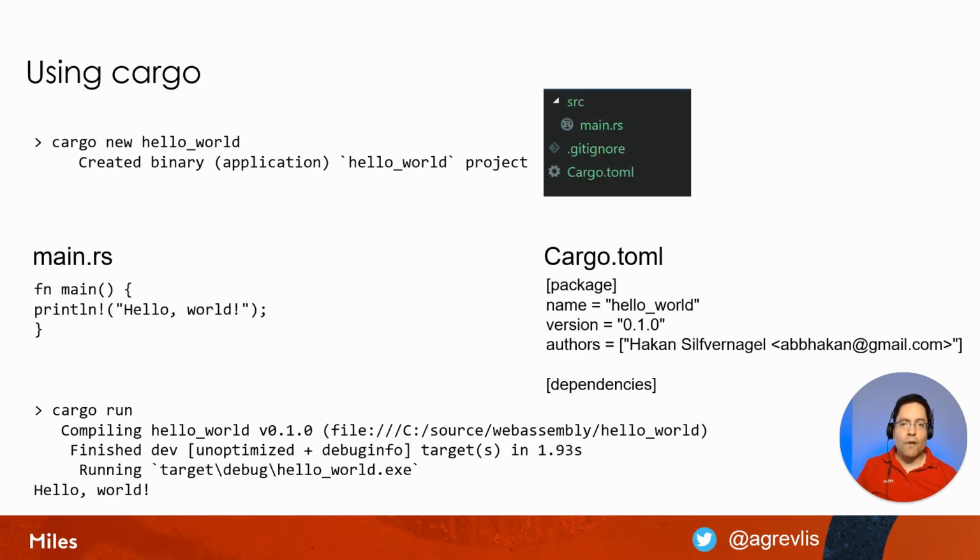We can also use cargo. If we use cargo new hello world, it will create a new hello world project, generating a folder with a main Rust file and also a toml file, Cargo.toml. The toml file is a package definition. In this file, you need to define the name for your package, the version, the author, and any dependencies on other crates. Then you can use cargo run, which will compile all of this and run the resulting exe file, and we will get hello world out on the command prompt.